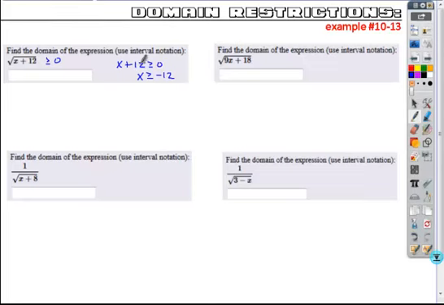The domain here is x is greater than negative 12, so negative 12 is my lower limit. Infinity is my upper limit. There is a bracket, so it's going to include the negative 12.